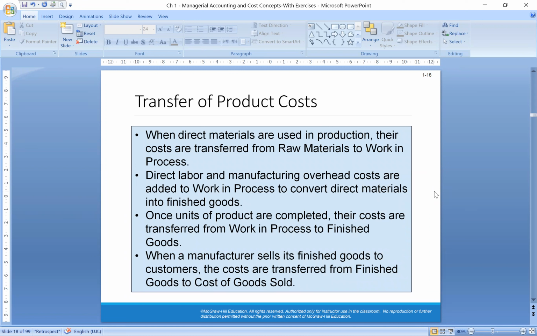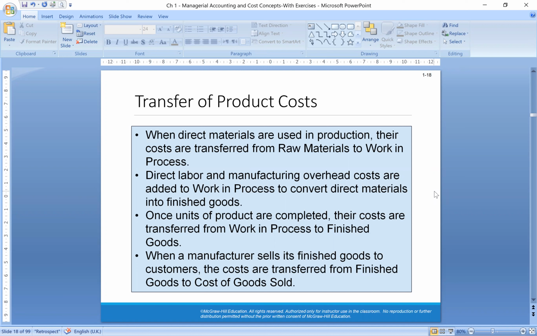Now, the transfer of product costs, the sequence or the relationship between these three warehouses or accounts. When direct materials are used in production, their costs are transferred from raw materials to work in process. They are not raw materials now because they started to be used in the production, so we convert them into work in process, not raw materials.